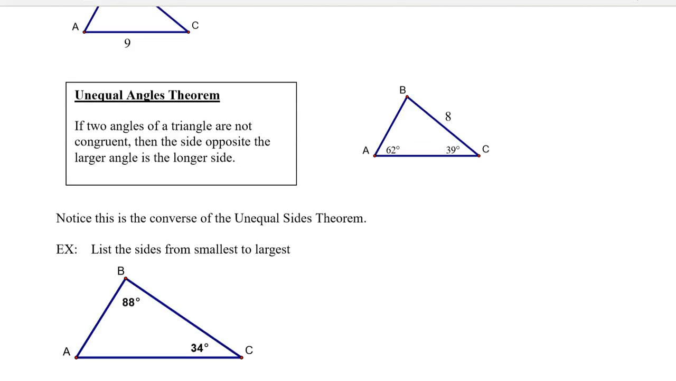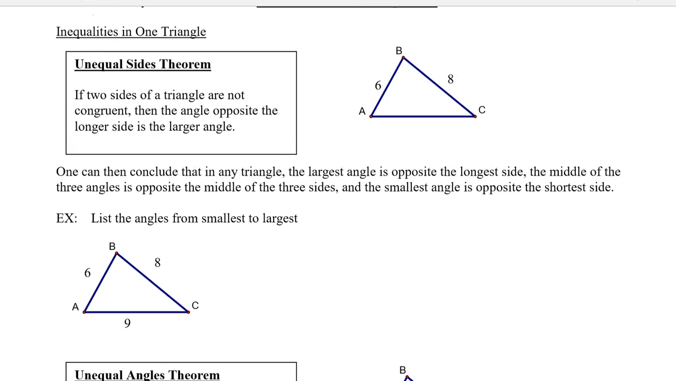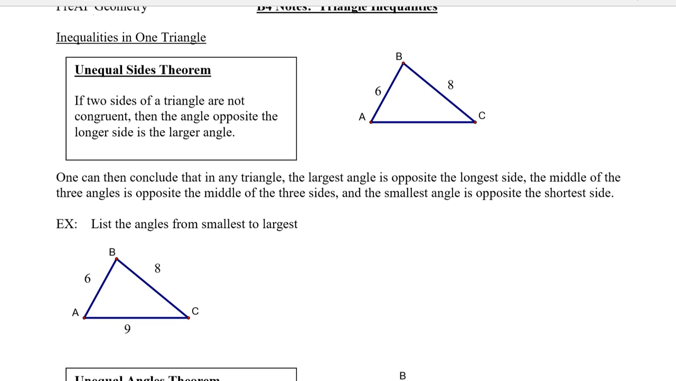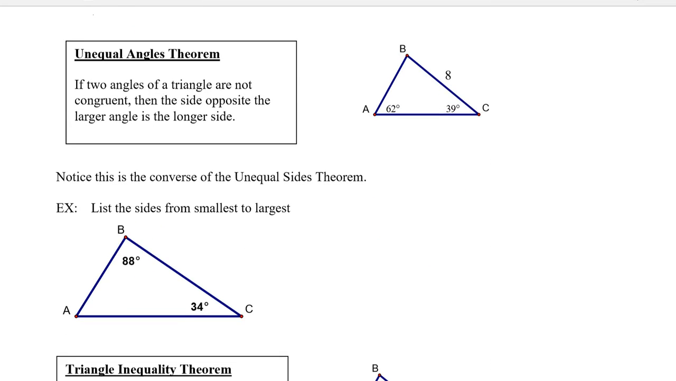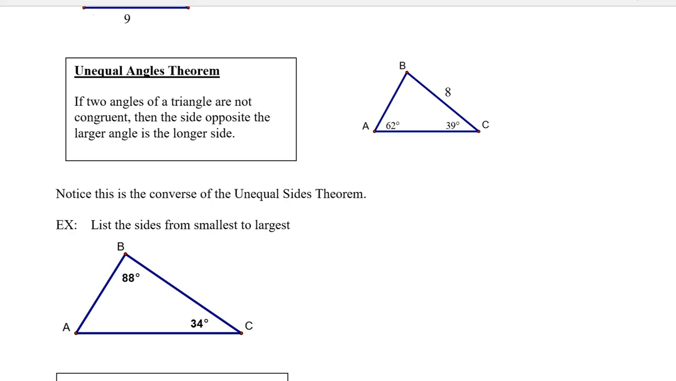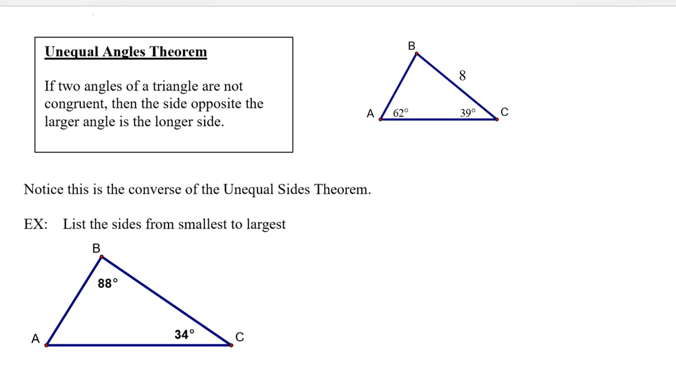Let's go ahead and look at our next theorem here, similar to the unequal sides theorem. Make note here: with the unequal sides theorem, they give you the side lengths and then you list the angles yourself. For the unequal angles theorem, it's going to be kind of the opposite. Let me zoom in. For the unequal angles theorem, they're going to give you the angles and you have to do something with the sides from there.